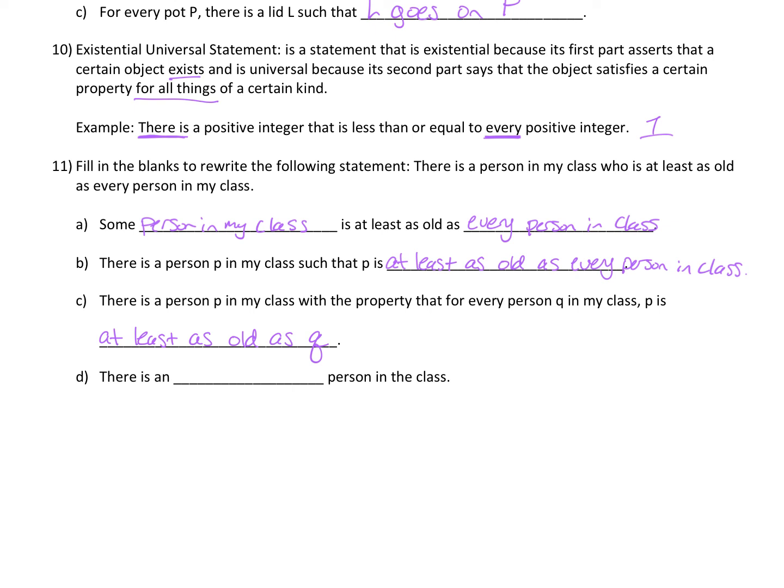And let's see, what does this actually mean? When you say, I'm at least as old as she is, that means that you are as old or older. At least as old means you are as old or older. So what we're really saying in this convoluted statement is that there is an oldest person in the class.